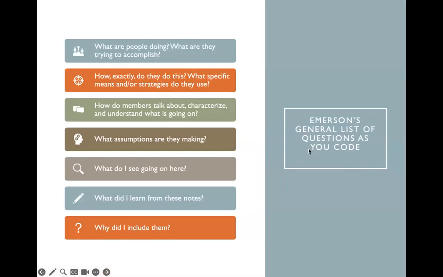So what do you need to ask when you code? What are people doing? What are they trying to say? How exactly do they do this? What specific means or strategies do they use? How do members talk about, characterize, and understand what is going on? I was talking about the dynamics and power relations in an FGD. Is there a person that decides to overtake and things like that?